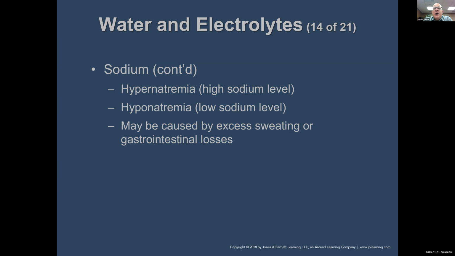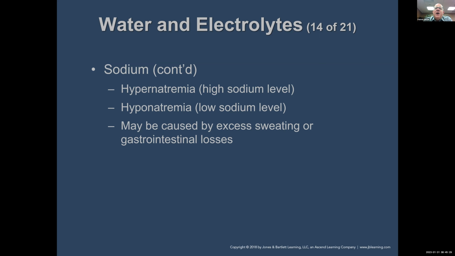So sodium: high sodium is hypernatremia, low sodium is hyponatremia. We can lose sodium through sweating. We can lose sodium through GI issues, let's say like excessive watery diarrhea. And so we can lose a lot of sodium through those means.